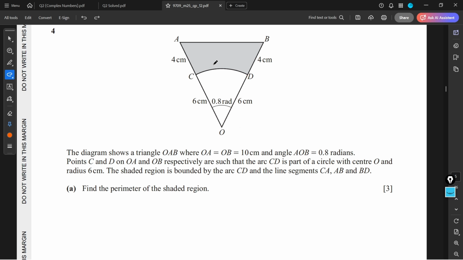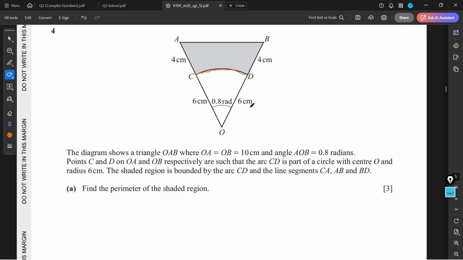Along with that, we are also having the information that the shaded region over here is bounded by the arc CD, the line segments AC, BD, and AB. In the first part of this question, we are asked to find out the perimeter of this shaded region. So clearly we can see that the values of AC and BD are known to us. We just need to find what is this arc length.